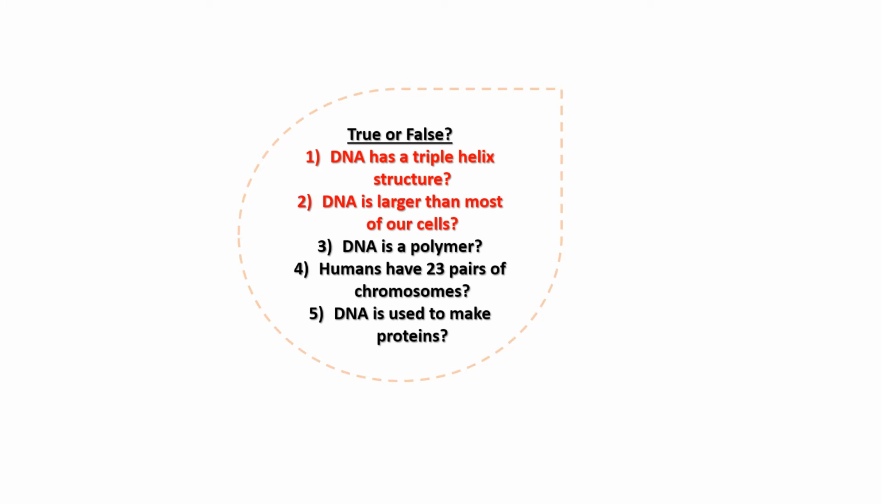DNA is a polymer. That is true. Humans have 23 pairs of chromosomes. That is also true. DNA is used to make proteins. That is absolutely true. Let's move on now.